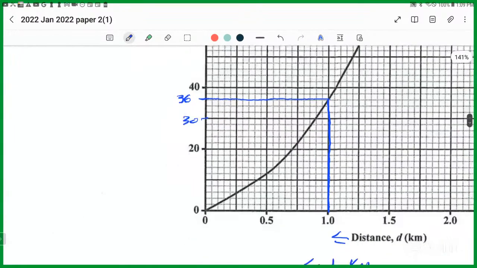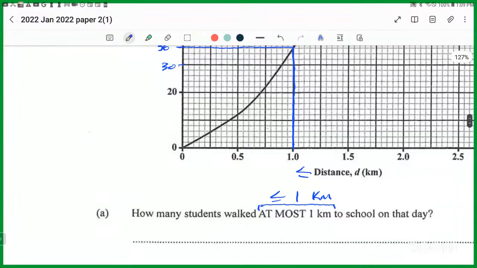36. Just remember that the term "at most" means 1 is the most. So if at most is 1 kilometer, it means you're talking about how many people walk 1 kilometer or less. So that is 36 students. 36 students is the answer.